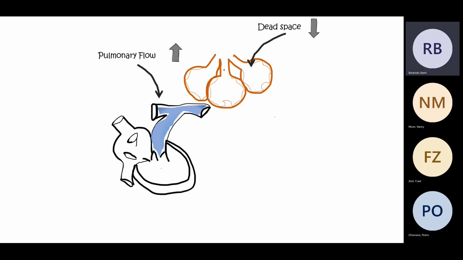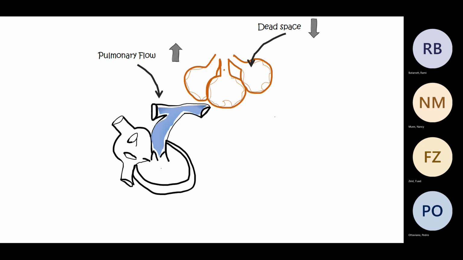So if I have a problem in my airways, then the dead space will stay up, but my flow is normal and it went up normally. Or the opposite, if my airway is good, but I have pulmonary hypertension or right side heart failure, the flow will not go up as expected. So this is a mixed problem between the lung and the heart.